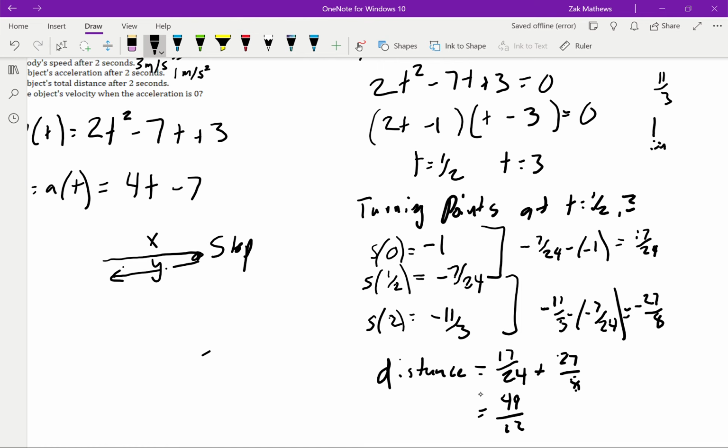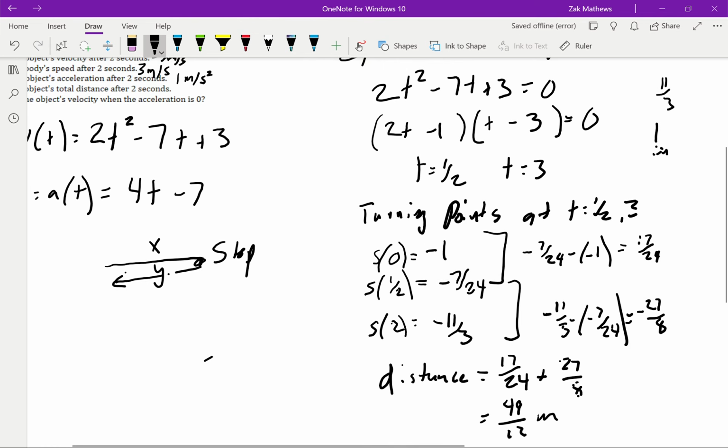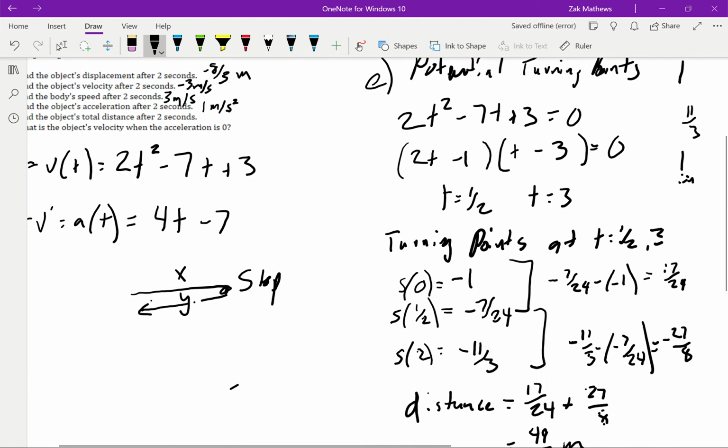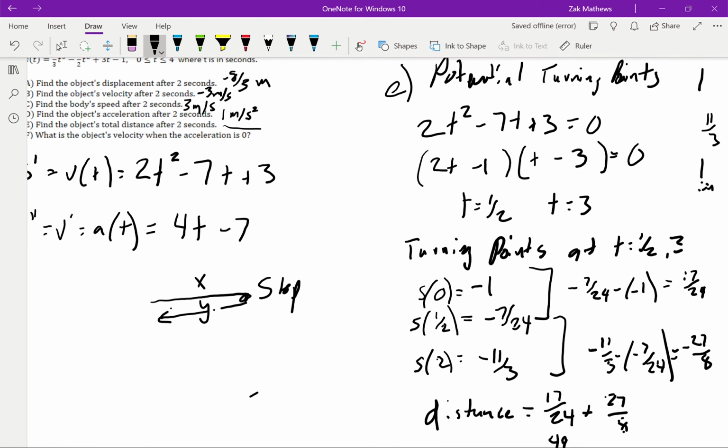We need to make sure that we are always including units. And so this would be 49/12 meters. Be a little sloppy with this, draw an arrow, 49/12 meters.